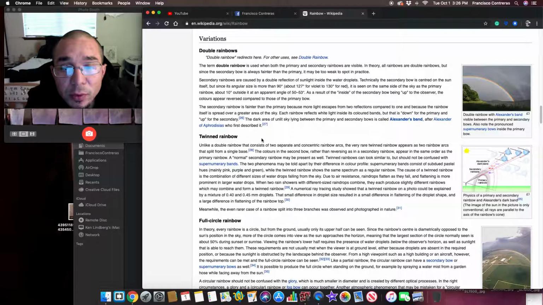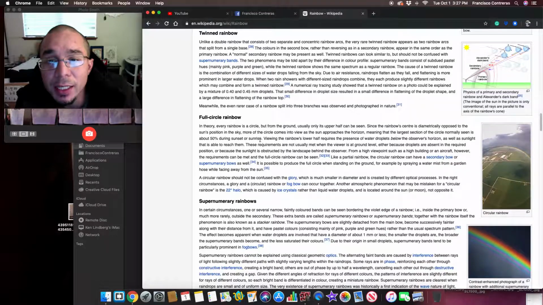The secondary rainbow is fainter than the primary because more light escapes from two reflections compared to one, and because the rainbow itself is spread over a greater area of the sky. Each rainbow reflects white light inside its colored bands, but that is down for the primary and up for the secondary. The dark area of unlit sky lying between the primary and secondary bows is called Alexander's band, after Alexander of Aphrodisias, who first described it.